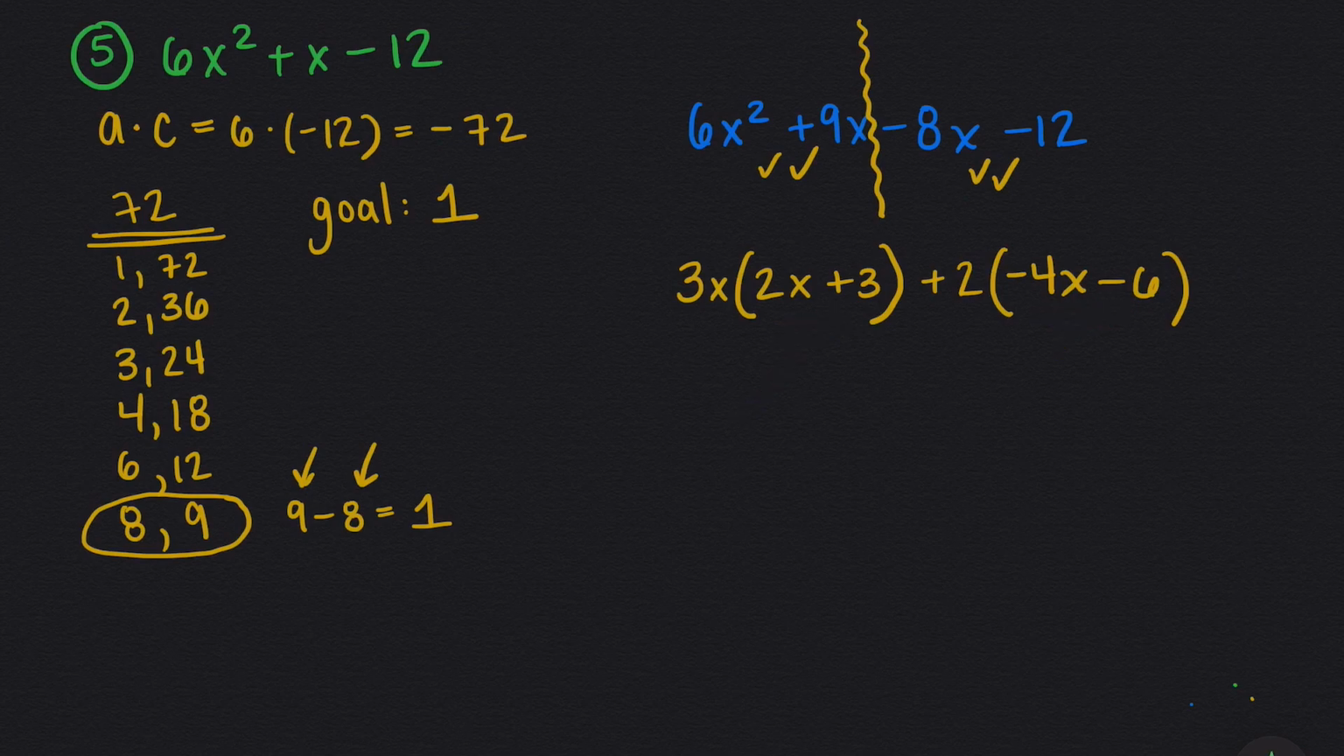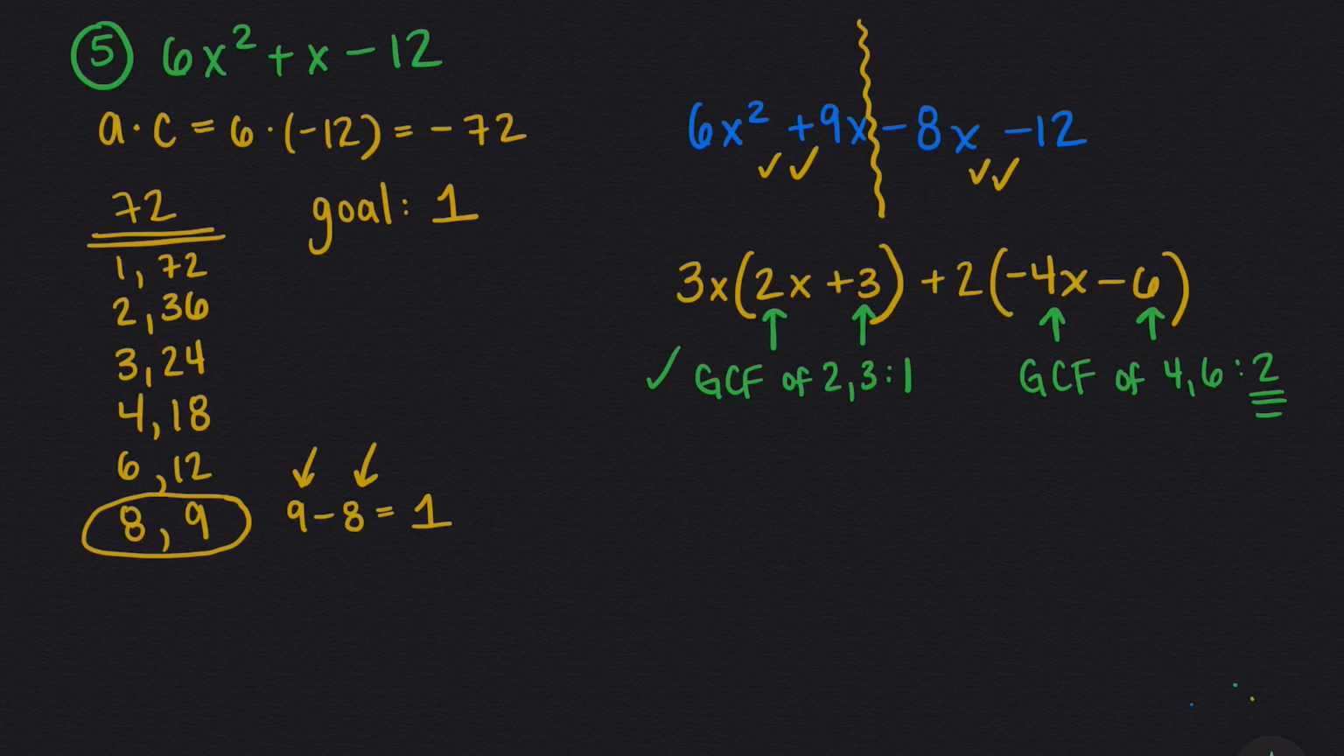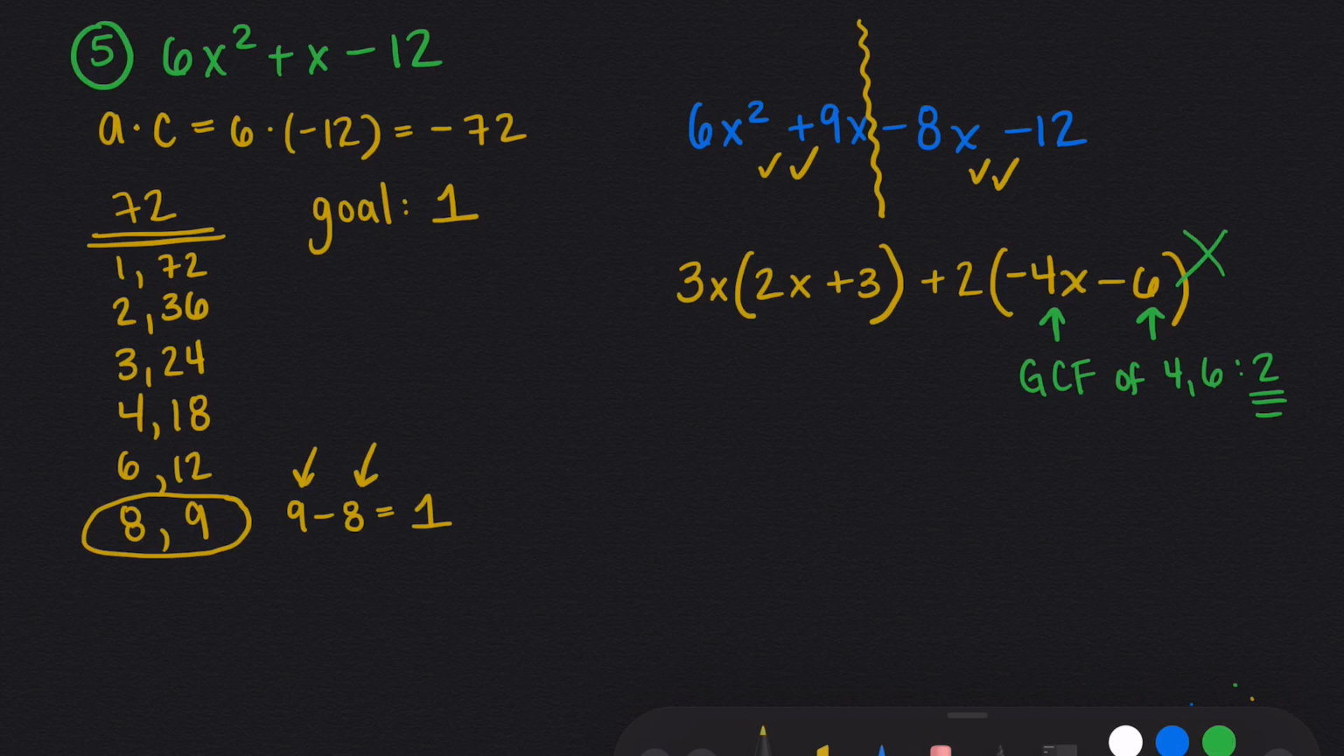If we look inside of this parentheses, 2 and 3, their greatest common factor is 1. So we know we factored completely on that side. If we look inside of these parentheses, -4 and -6, those numbers are both even, meaning that they still have a greatest common factor. The greatest common factor of 4 and 6 is 2, meaning that we did not factor this side completely. So let's keep going, and to fix our mistake, what we will do is pull out this 2 that we didn't pull out earlier.